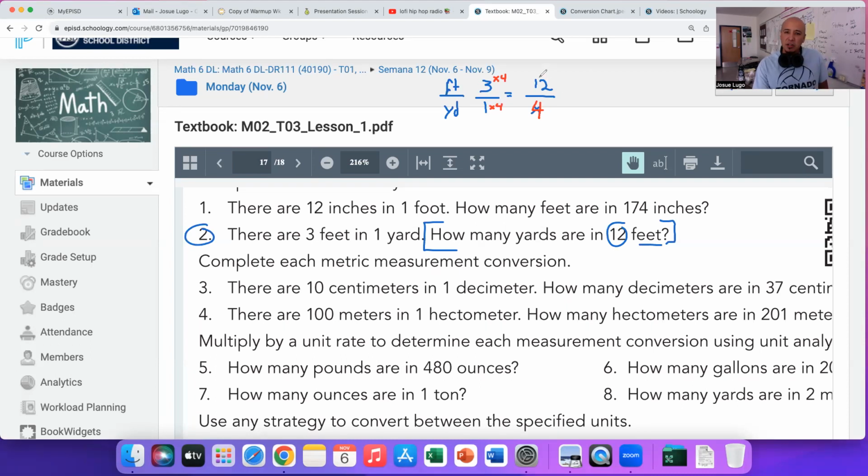Obviously, I could have cross multiplied also. It would have been 12 times 1, and 12 times 1 is 12, and then divide by 3. 12 divided by 3 also gives you 4. We get the same answer. Notice that, again, it's the same pattern that we've already been working with. Let's do one more. Let's do one of the harder ones, actually.